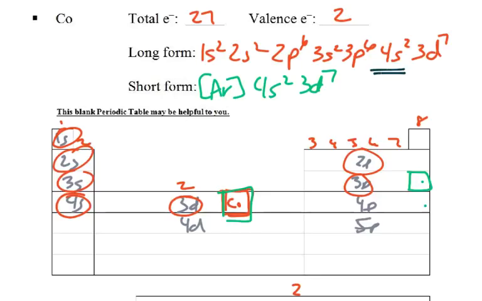Now, we didn't ask it, but if we did, say underline the valence electrons, well, we have 1s and 2s and 3s and 4s. The 4s, okay, that is our valence electrons. So we can see that we only have 2 valence electrons in the S, and that's what we said. We said we had 2 valence electrons, and that's what it is for cobalt.